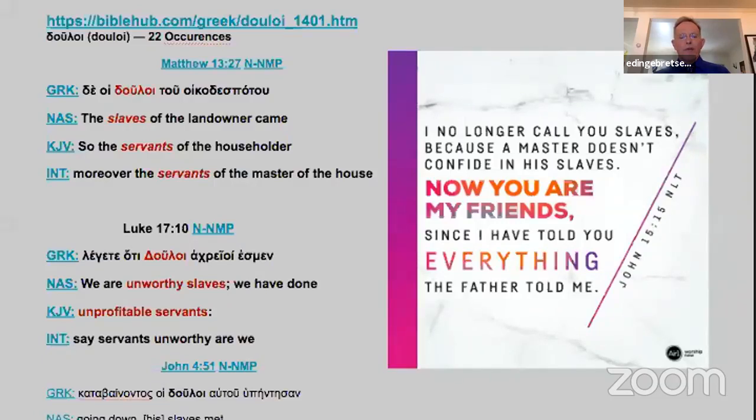That's why they're unprofitable. And on the left, one of the great quotes from John's Gospel: "I no longer call you slaves." Of course, in most translations, like the King James, it's servants. "I no longer call you servants because a master does not confide in his slaves. Now you are my friends."